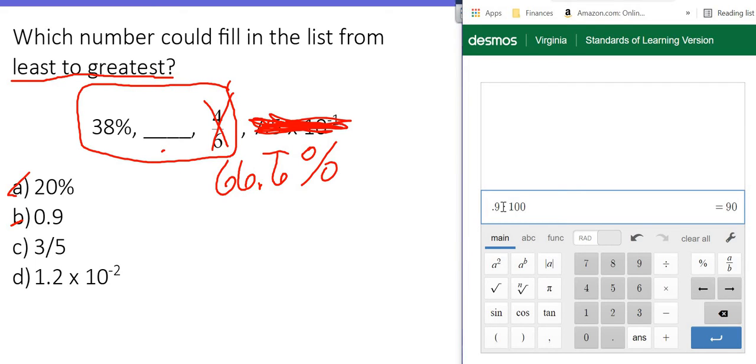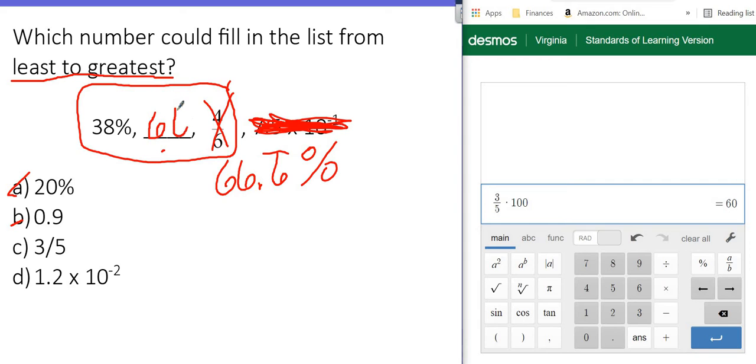So let's go here and I'm going to put in our next number. 3 divided by 5. We're going to multiply by 100 to make it a percent. That's 60%. Does 60% fit in between those two numbers? Well, as a matter of fact, it does. 38%, then 60%, then 66.6%.